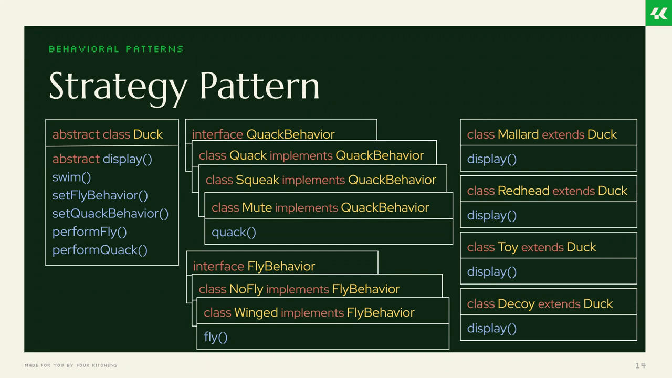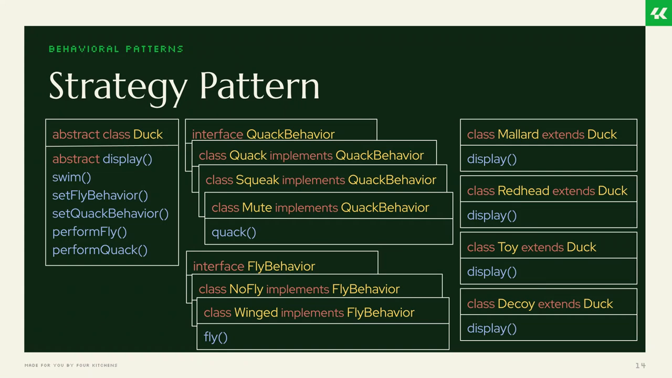When I look at my ducks all the way on the right side of the screen, they're fairly simple again. It's just the display. There's nothing here getting overridden. We are just deciding that each duck is in charge of its own display. But when we instantiate them somewhere in the constructor, not on this sheet, we have to pick a quack behavior and pick a fly behavior.